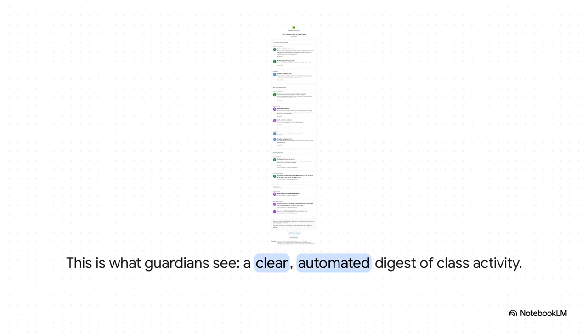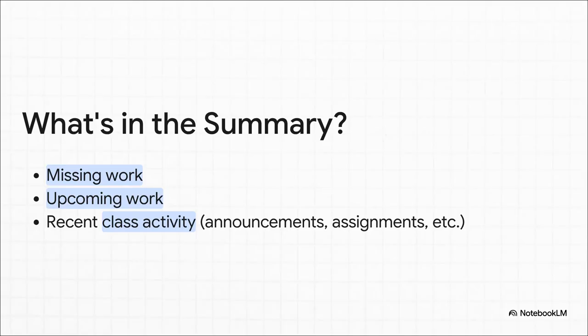It's this, a really clean, organized report that gives them a perfect snapshot of their student's work. You can see right away how it's broken down into these clear, easy-to-read sections. And if we look a little closer, it really boils down to three key things. First, it highlights any work that's missing, which is huge. Second, it shows what work is coming up and is due soon. And third, it gives a general overview of recent class activity, like any new announcements or assignments you've posted. It really gives them the full picture.